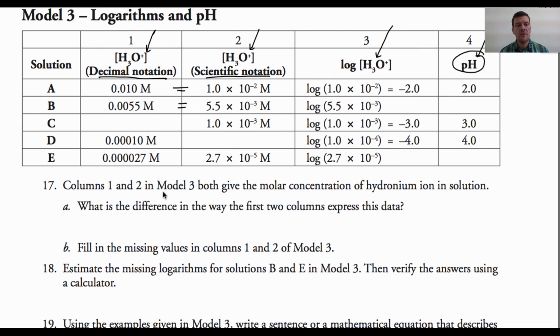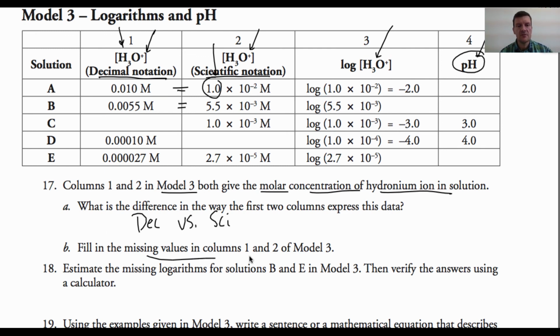Columns 1 and 2 in Model 3 both give the molar concentration of hydronium ion in solution. What is the difference in the way the first two columns express this? So this first column right here is expressed in decimal notation, or sometimes just called standard notation. Okay, so it's decimal versus scientific. And scientific is going to have a numerical portion multiplied by a power of 10. This numerical portion has to be between 1 and 10, by the way. It's going to be 1 point something, 2 point something, etc., up to 9 point something. Okay, so that would be the correct form, times some power of 10.